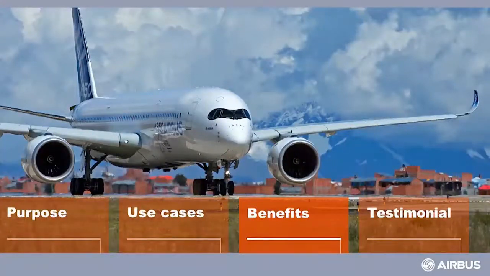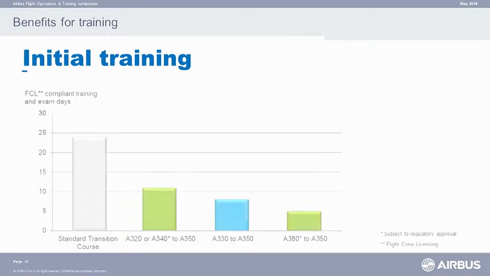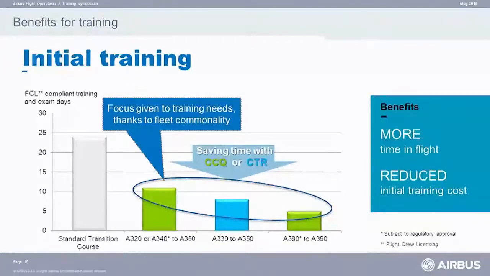In terms of benefits for you, benefits for training, first of all, and for initial training. The focus can be given on the real training needs, thanks to the fleet commonality. No need to repeat things that are obvious. What does it mean? It means less time behind the computer and more time in flight for the pilots, and reduced initial training costs for the company.